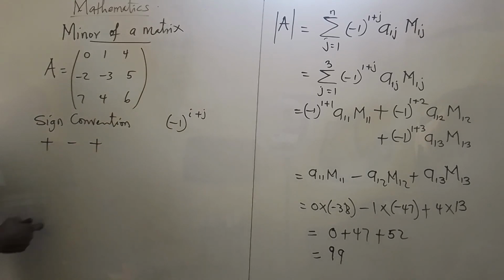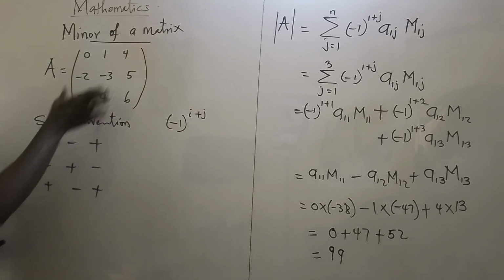So now if you do the same thing for the others, what you are going to have here is just alternate signs. Where you have plus, this is minus, plus. So this one will be plus, minus, plus. Minus, plus, minus. Plus, minus, plus. This is what we mean by the sign convention.